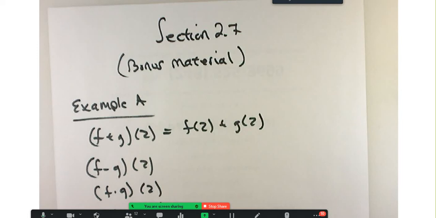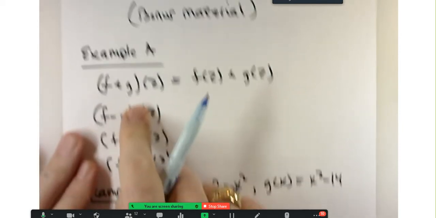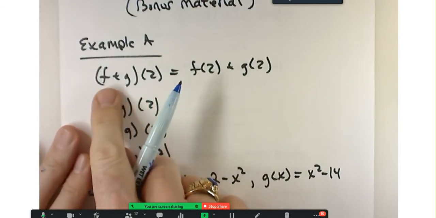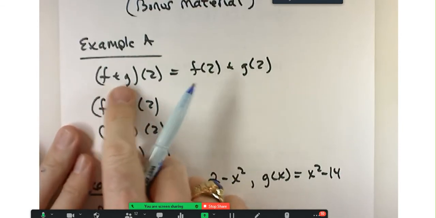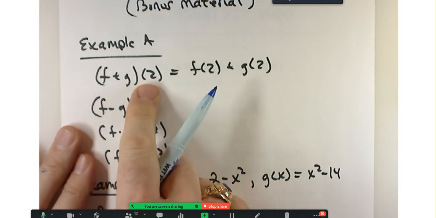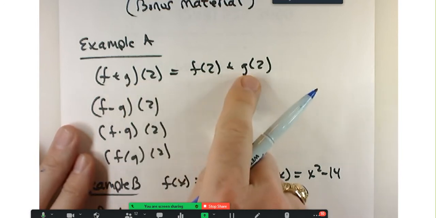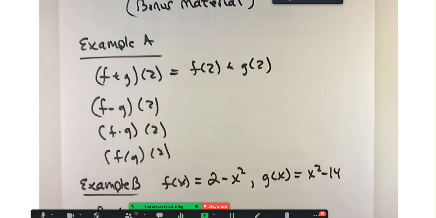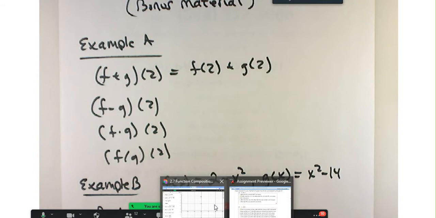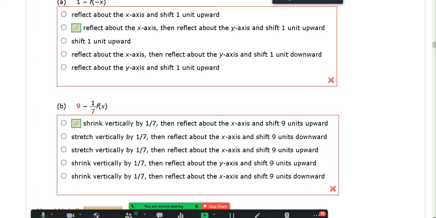So section 2.7 is going to go over combining functions. The early part of it is just some notation, which is mainly this kind of stuff, that f plus g of 2 or x, whichever it may be, is f of 2 plus g of 2. Now, the one thing that I like about some of these problems is that they're hard to cheat on with things like Photomath.